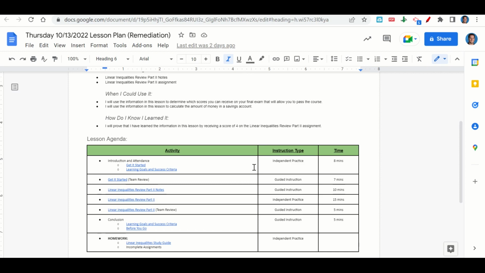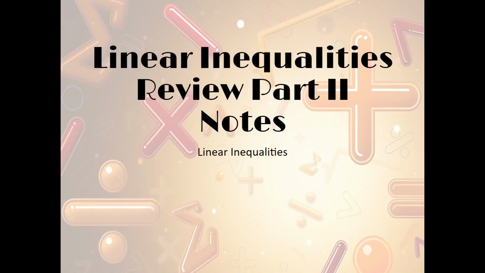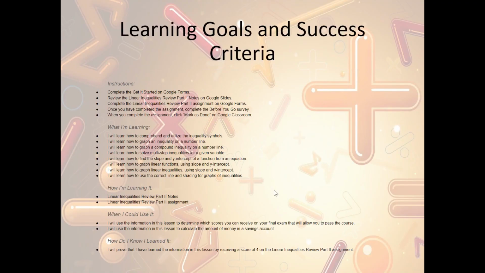At the end of class, we'll go back over our learning goals and success criteria while you fill out your Before You Go. Your only homework for tonight is to continue working on the Linear Inequality Study Guide and any incomplete assignments that you may have. Let's take a look now at the Graphing Linear Inequalities Review Part 2 notes. The notes begin with the learning goals and success criteria.